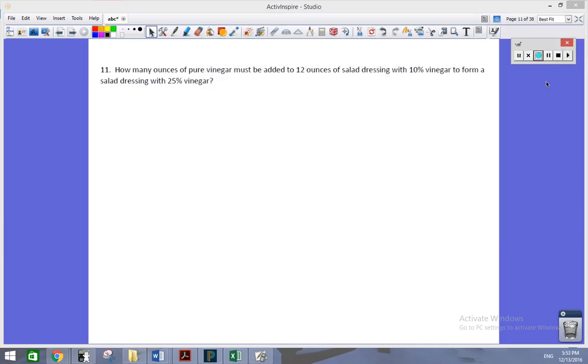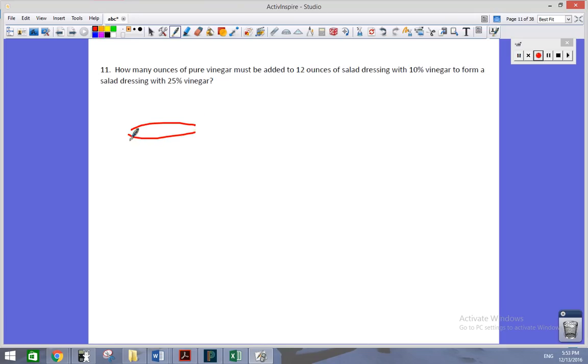Let's take a look at this next problem. We're looking at review problems for the semester for college algebra. This is another mixture problem. I like to draw diagrams. How many ounces of pure vinegar must be added to 12 ounces of salad dressing with 10% vinegar to form a salad dressing that increases that concentration from 10% to 25%.